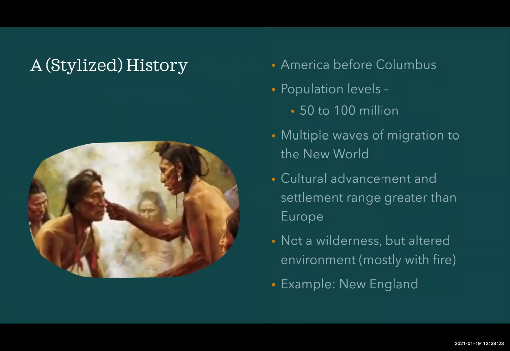Of course, we all know that before Columbus or any other Europeans came to the United States, we already had an indigenous population. Although we don't have exact numbers, we estimate that between 50 to 100 million Native Americans were here prior to colonization. We did have multiple waves of migration, and with these multiple waves came multiple diseases.